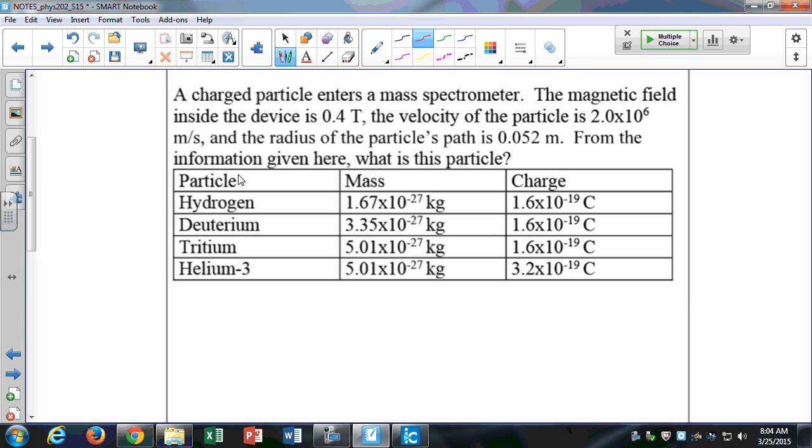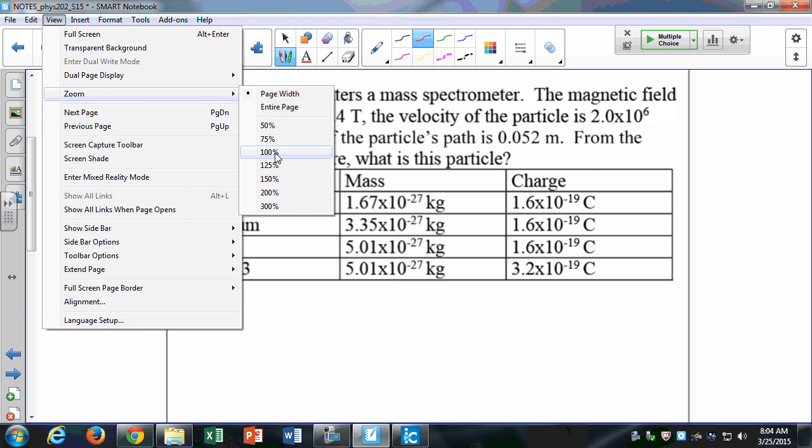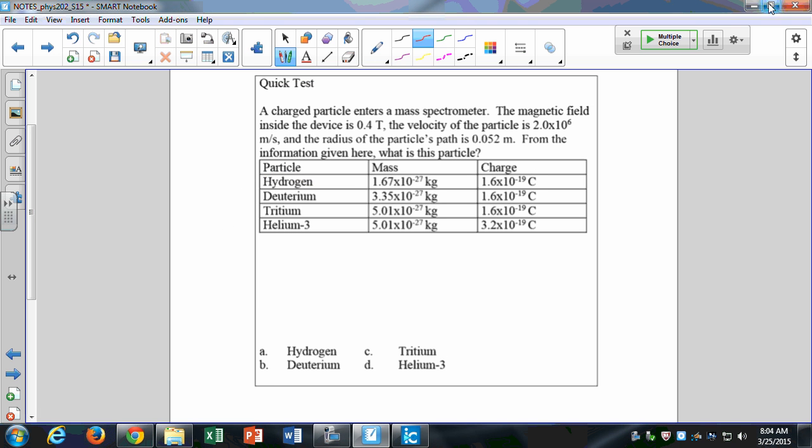All right, let's try this one on your own. Same process. Just calculate your mass to charge ratio. Here, I don't provide the mass to charge ratios, but you should be able to tell which particle it is once you get that mass to charge ratio. Notice they all have very different mass to charge ratios.